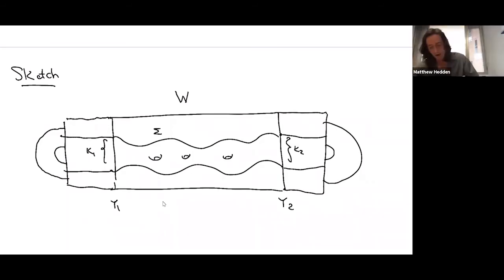So on the right hand end, on the outgoing end, I'm going to attach the two handle cobordism with framing some large negative number N attached along K1. And on the left-hand boundary, I'm going to attach a two handle with framing M, where M is positive. But I'm going to reverse its orientation. So this is still a negative definite two handle cobordism.